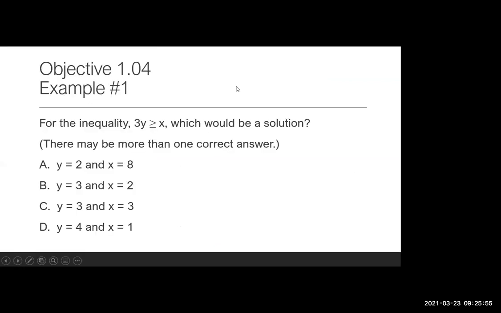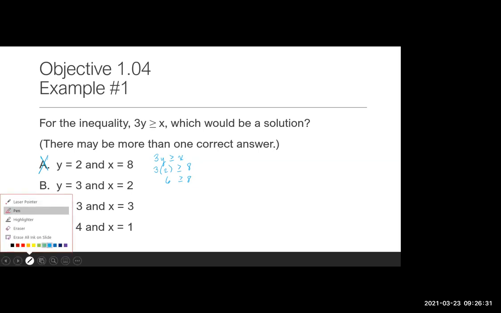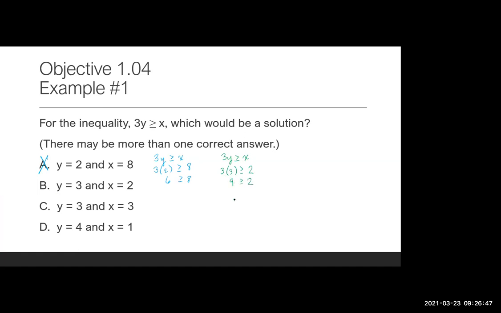So let's take a look at the way we could see this type of question. For the inequality 3y is greater than or equal to x, which would be a solution? Well, let's check this first one on A. I've got 3y is greater than or equal to x. So if y is 2, I'm going to put in 2 for y, and I'm going to put in 8 for x. So now 3 times 2 gives me 6 is greater than or equal to 8. That doesn't work. So I know A can't be a solution. Let's try B. I've got 3y is greater than or equal to x. Okay, we're putting in 3 for y, and I'm putting in 2 for x. So 3 times 3 is 9, is greater than or equal to 2. 9 is greater than or equal to 2, so I know this is correct.